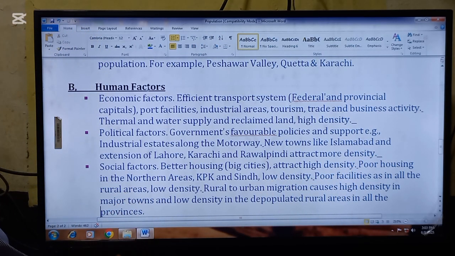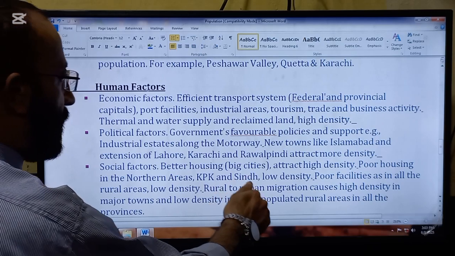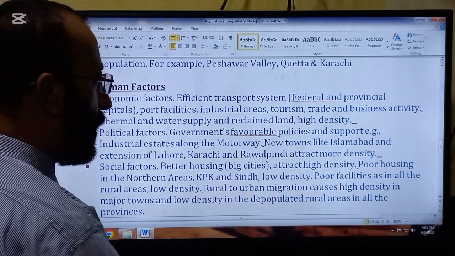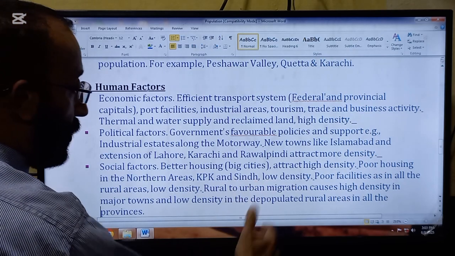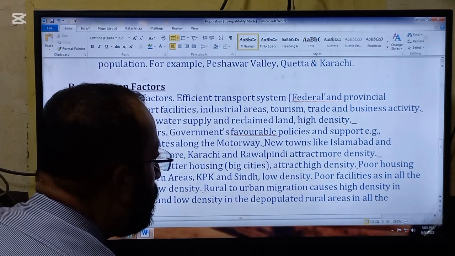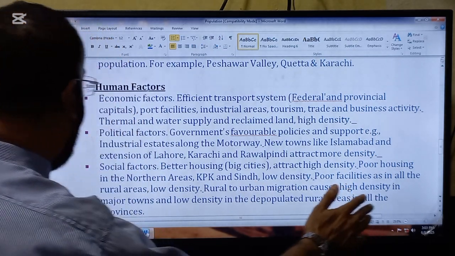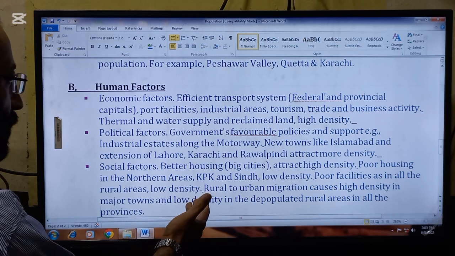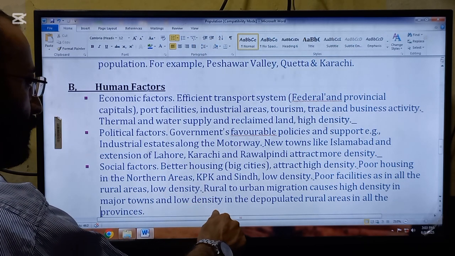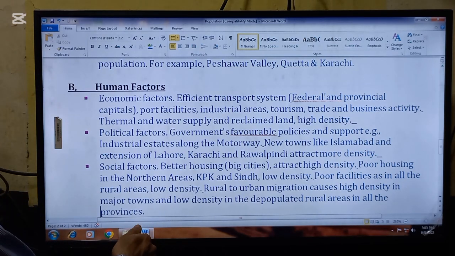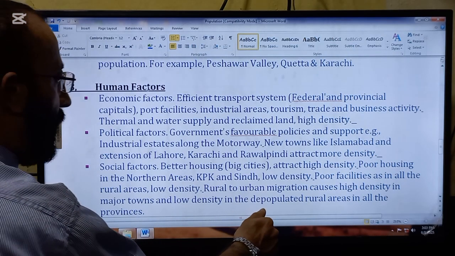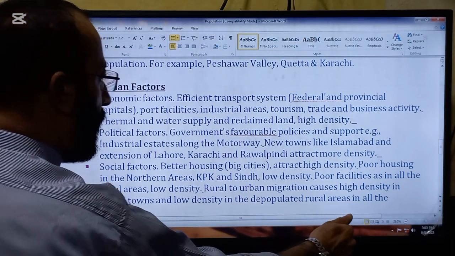Next is social factors. Better housing in big cities attracts high density. Poor housing in the northern areas, KPK and Sindh, means low density. Poor facilities, as in all the rural areas, mean low density. Rural to urban migration causes high density in major towns and low density in the depopulated rural areas in all the provinces.